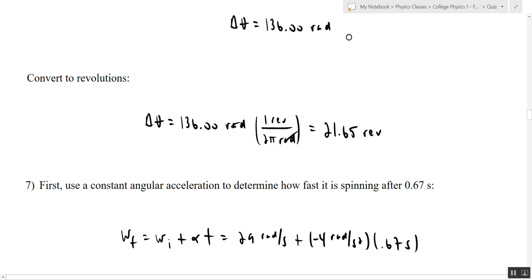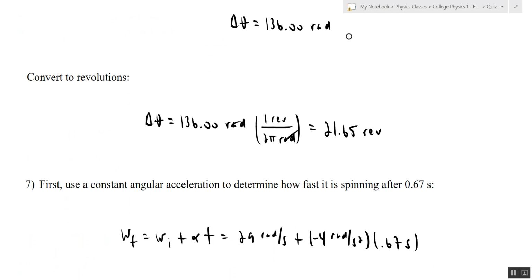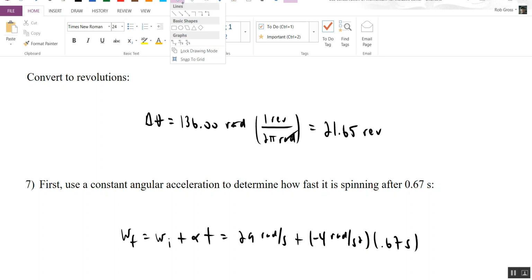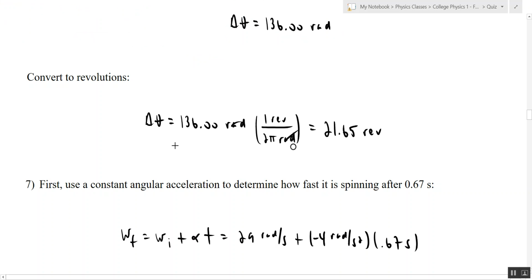And then you have to convert to revolutions. So one revolution is 2 pi radians, so you just divide by 2 pi. And that gives you how many revolutions.